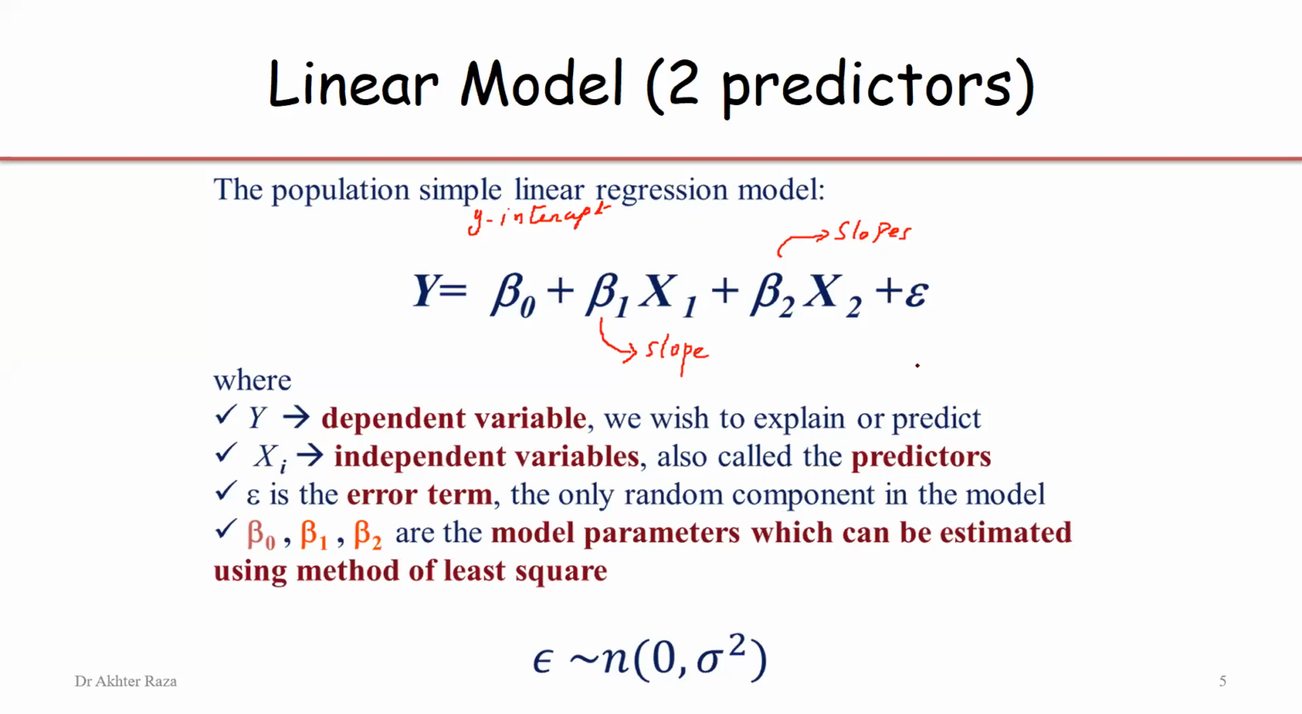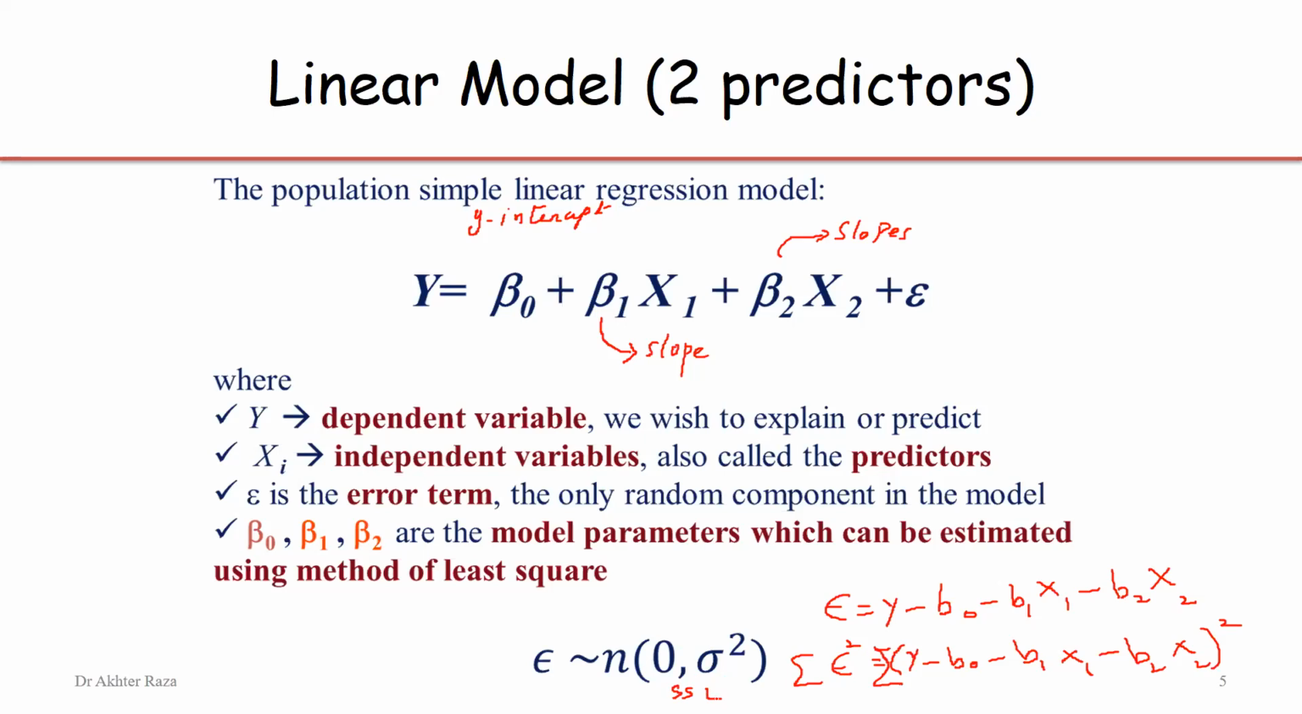To isolate the error term, because we have to find the SSE: if we isolate the error term, then the error term will be equal to y minus beta naught minus beta 1 x1 minus beta 2 x2, and then make a square on both sides. This will be equal to (y minus beta naught minus beta 1 x1 minus beta 2 x2) whole square, and then take the summation on both sides. This is called SSE. So the first step is to find out the SSE.